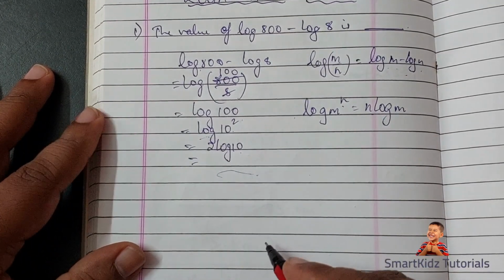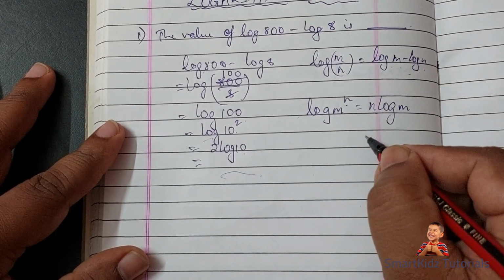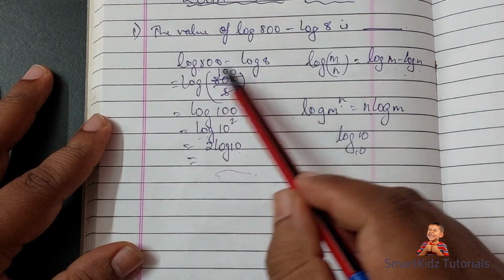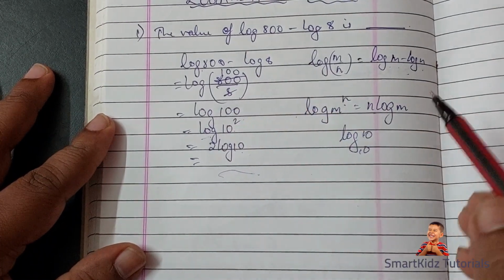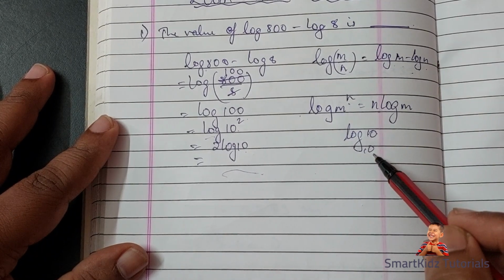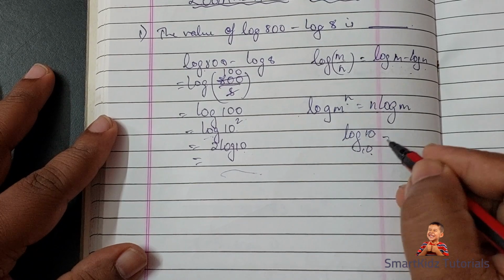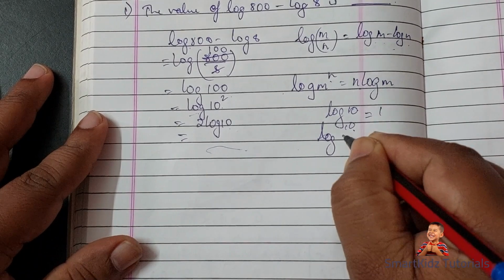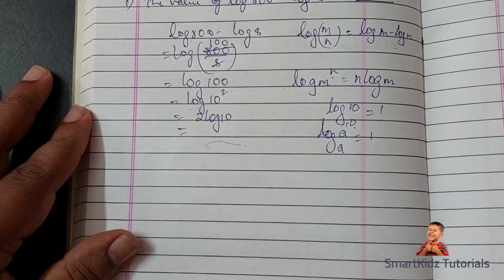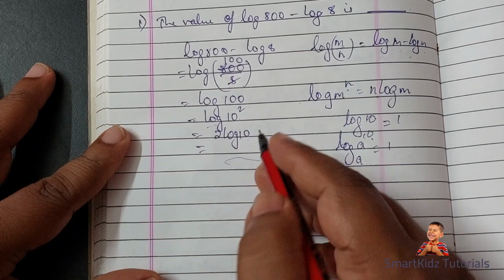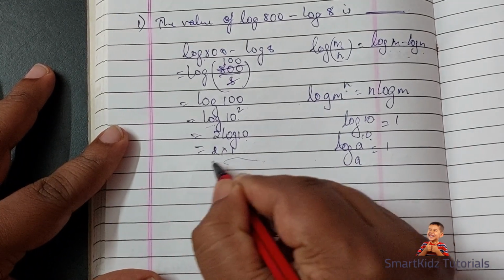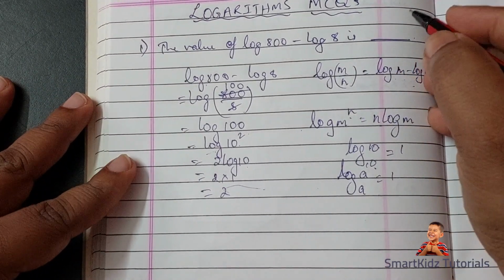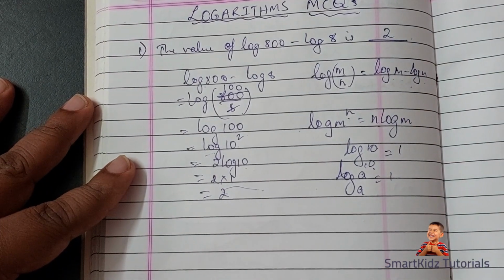Now log of 10 is 1 because it's actually log of 10 to the base 10. Wherever the base is not given, we assume it is 10. So log of 10 to the base 10 comes to 1. Why? Because we also have a rule which says log of a to the base a is equal to 1. So 2 into log 10 is 2 into 1, that is equal to 2. So this is how you solve this problem. The answer over here should be 2.